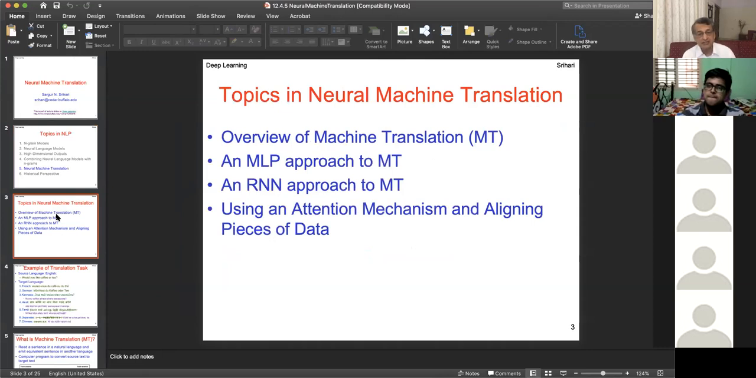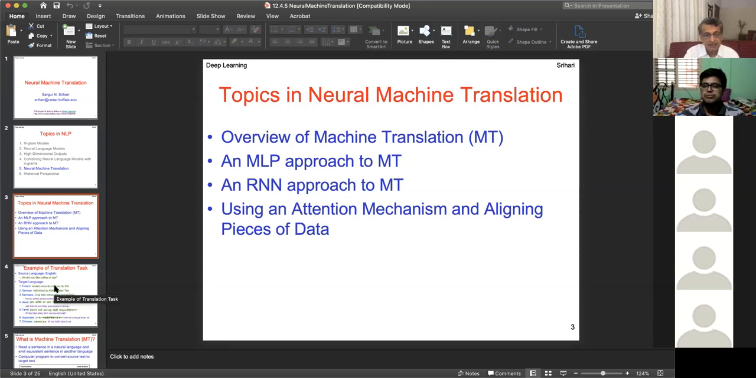And within neural machine translation, the topics here are why this topic of machine translation. I already mentioned a little bit today at the preamble, but it's a very interesting topic and a very valuable topic to look at. We then look at a simple approach to machine translation based on multi-layer perceptron. That has done quite well using a neural network to perform machine translation in a simple way. And then a more sophisticated way was using a recurrent neural network approach to machine translation, which did much better. And then we move into this whole revolutionary area called using an attention mechanism and aligning pieces of data. Today, I will just, at the end of today's lecture, introduce this attention mechanism, but we'll have a full lecture devoted to this topic next Monday.